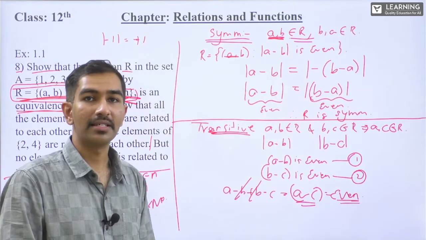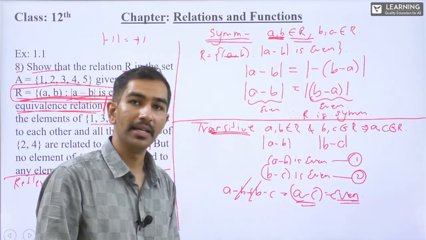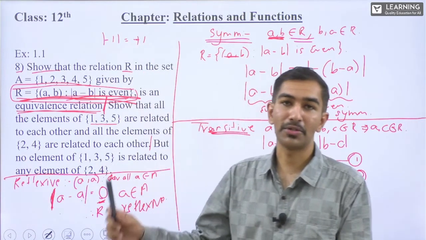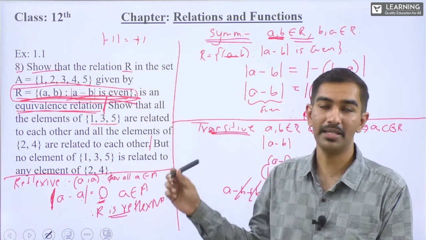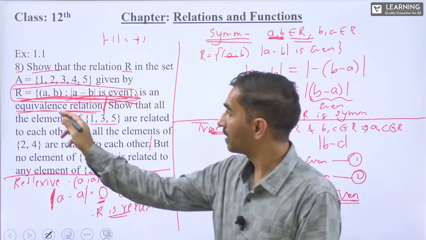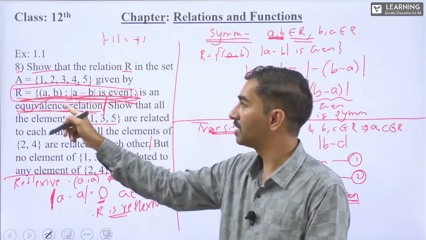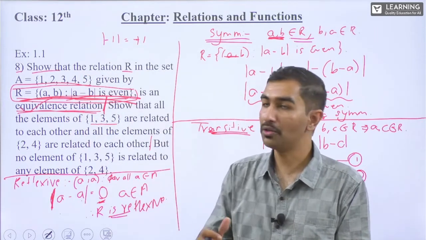So therefore, we can call this an equivalence relation. Why? Because this relation satisfies reflexive, symmetric as well as transitive. So this part of the proof is done. We have shown that the given relation is an equivalence relation. Okay, moving on to the next.